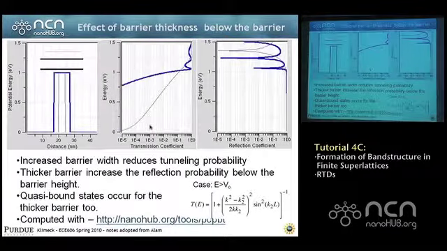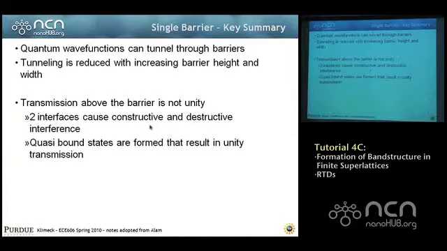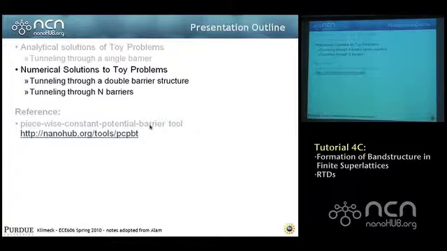All right. So notice here that formula again. If you make that barrier thicker and thicker, you actually pack in more states that are closer spaced. Okay? It's like a quantum well, you make it wider, you pack in more states. There's less spacing. So you actually pick up more of these quasi-bound states above the barrier, which is kind of surprising, right? So the key summary is, again, quantum wave functions can tunnel through these barriers. Tunneling is reduced with barrier height and width, and the transmission above the barrier is not unity, right? Those are the key messages to take away.